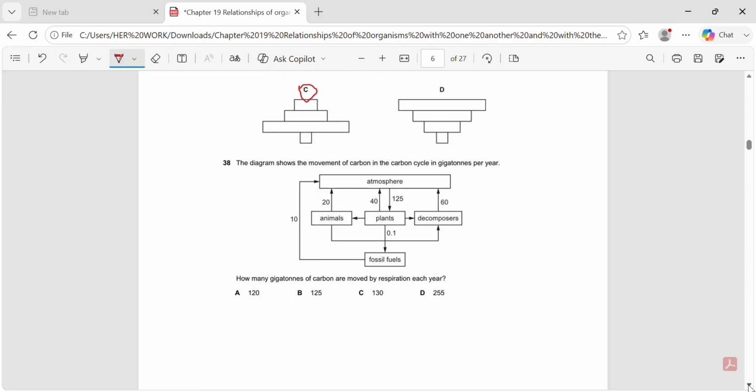Next, the question shows the movement of carbon in the carbon cycle in gigatons per year and asks, how many gigatons of carbon are moved by respiration each year? To solve this question, look at all the arrows representing respiration. Respiration occurs in plants, animals, and decomposers, all of which release carbon dioxide back into the atmosphere. Adding the values shown for these respiration pathways gives a total of 120 gigatons of carbon per year. Therefore, A is the correct answer.